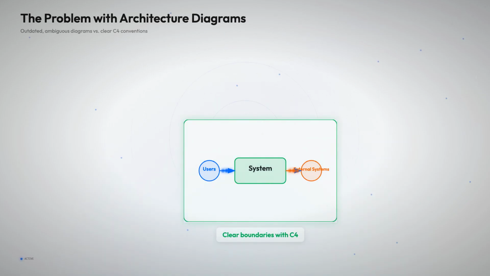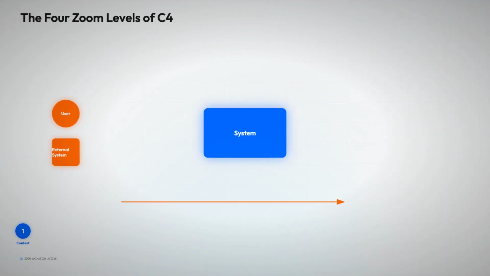But there's a solution. The C4 model provides 4 zoom levels with clear definitions, fixing this confusion and creating shared understanding. C4 delivers clarity through 4 zoom levels.